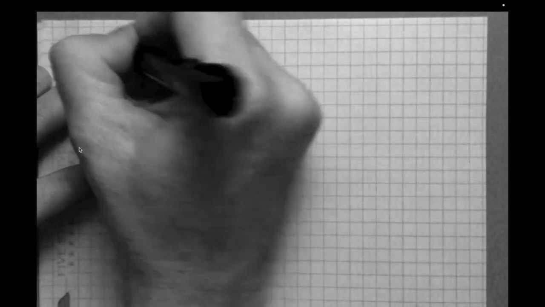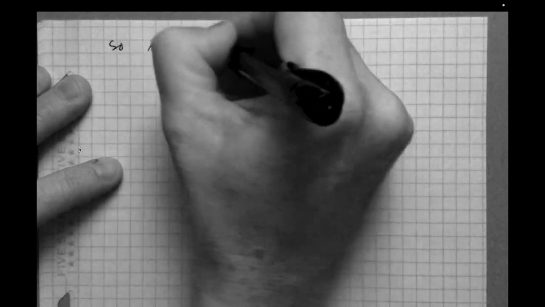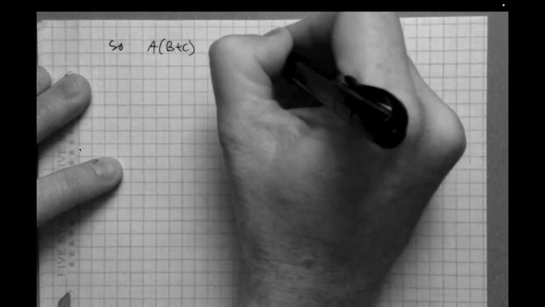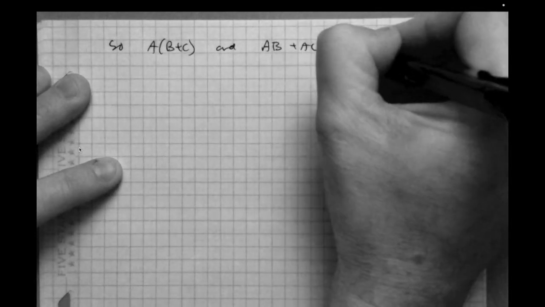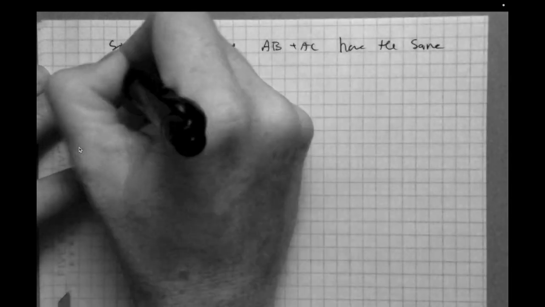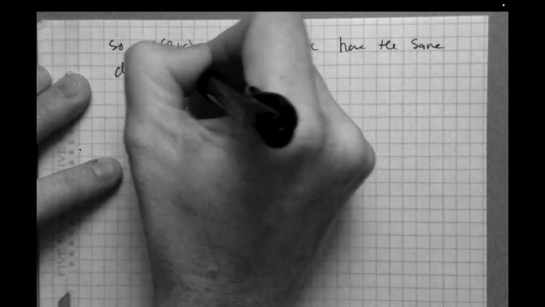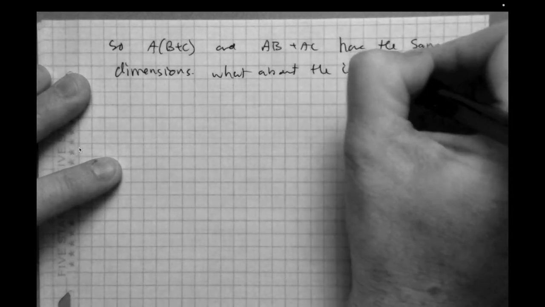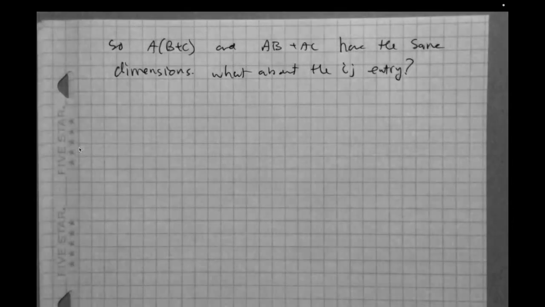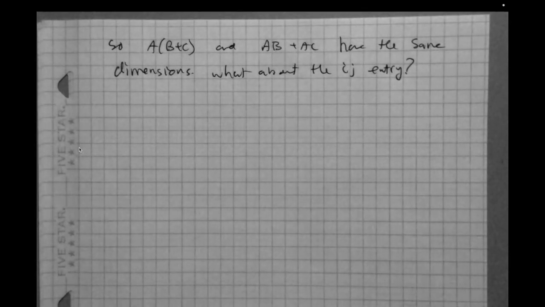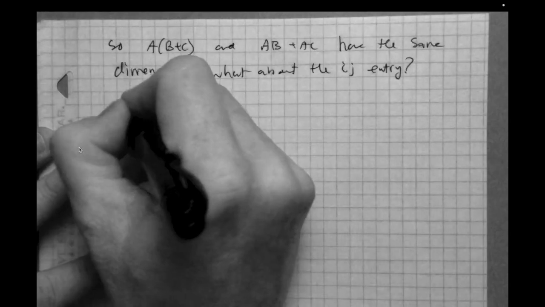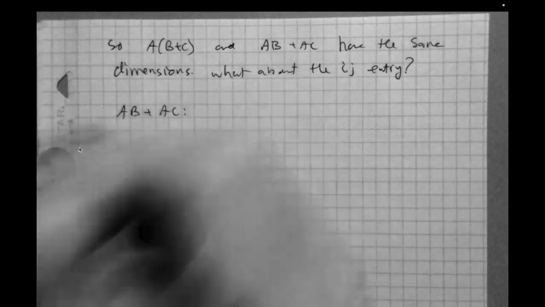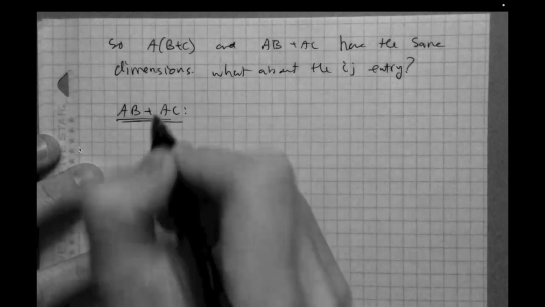Okay, so A times B plus C and AB plus AC have the same dimensions. What about the ij entries? What about the ij entry? Okay, so what we need to do is basically show that they're the same, right? So let's start with AB plus AC. Okay, so we'll start with that one.